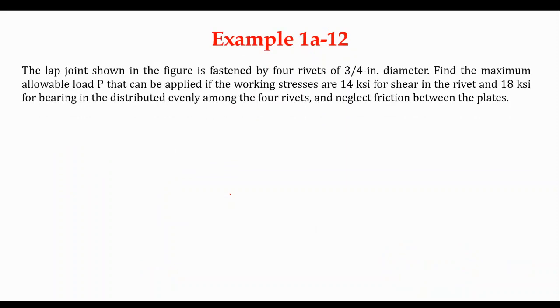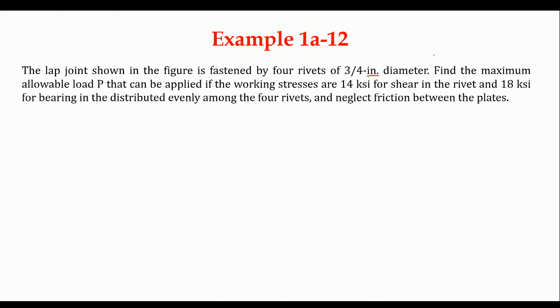Okay, the lap joint shown in the figure is fastened by 4 rivets of 3/4 inch diameter. Okay guys, since it is in inches, therefore we are using the English system. We are not always bounded by the SI system. There are also times that we use the English system.